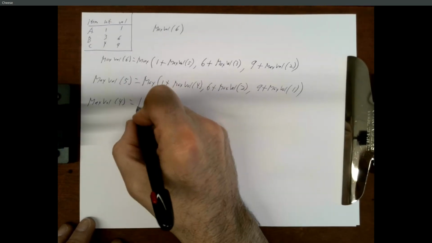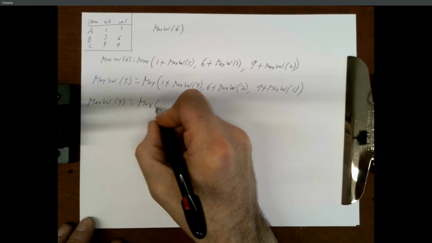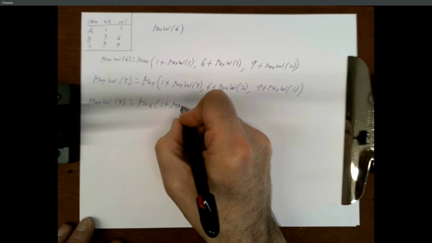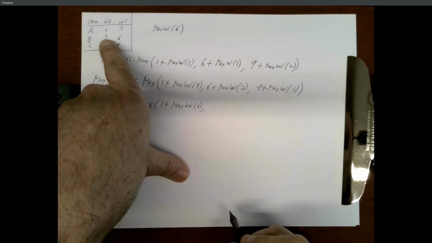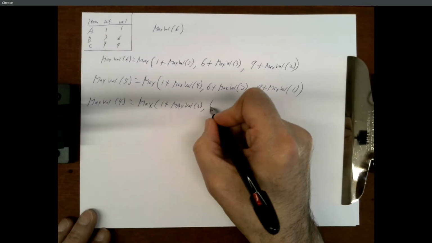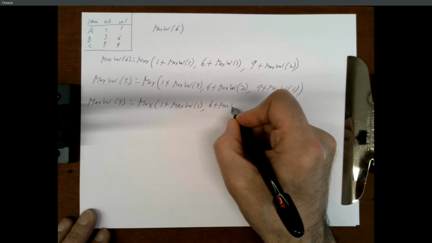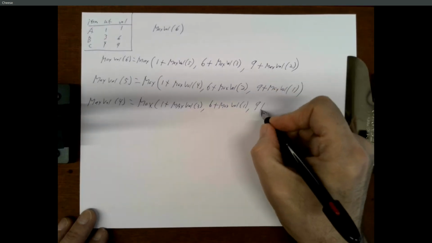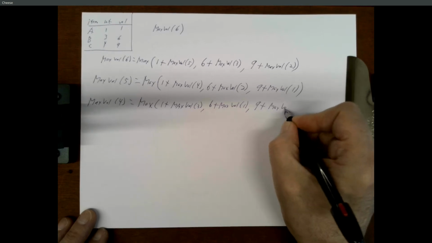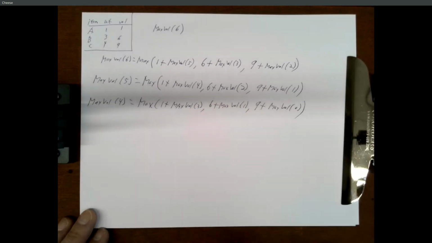So if you go with item A, that's 1 plus max val of 3. Or we could put in item B, so that's 6 plus max val of 1. Or we could put in item C, that's 9 plus max val of 0.